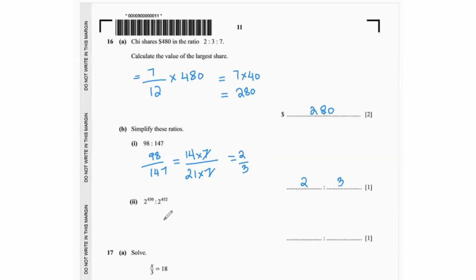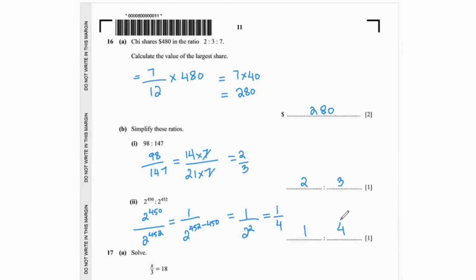Then 2 to the power of 450 ratio 2 to the power of 452. So 2 to the power of 450 over 2 to the power of 452. Whenever we have similar bases being divided, we subtract the powers. So 2 is the similar base being divided. So it's going to be 1/2 to the power of 450 minus 452, which is 1/2 squared, which is 1/4. So 1:4 is the simplified ratio.